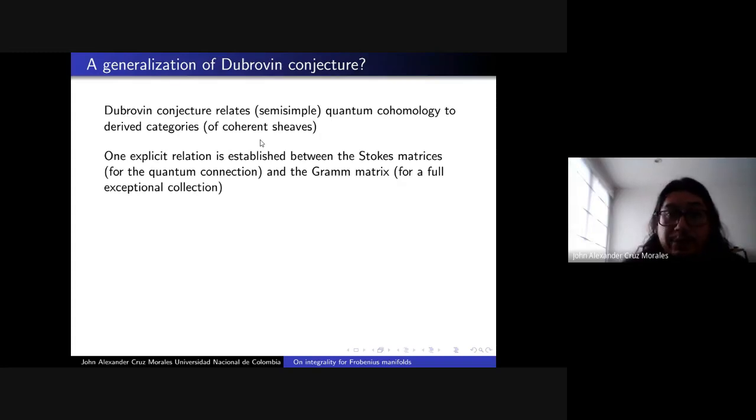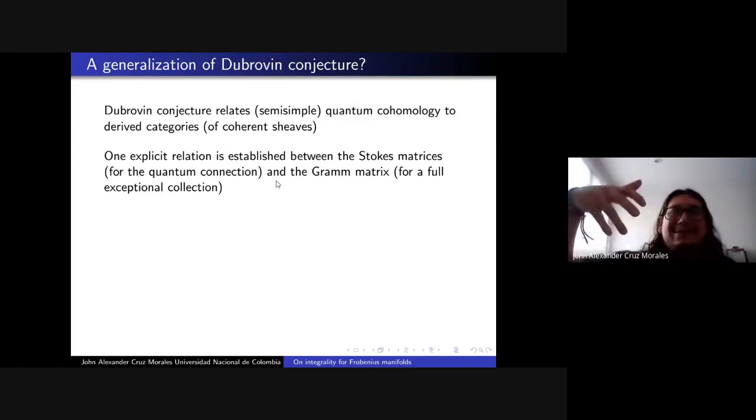And that's actually one reason we have these integral Stokes matrices in the semi-simple case, because these Gram matrices are integers since they are dimensions of some vector spaces, essentially, right? So that's the reason for the integrality. The Dubrovin conjecture says that you can capture the idea of the integrality by studying this derived category. That's the important message here. So this derived category, in some sense, controls the information about the quantum cohomology, because it says if it's semi-simple or not, and also says what the Stokes matrix should look like. Actually, that's the important thing.